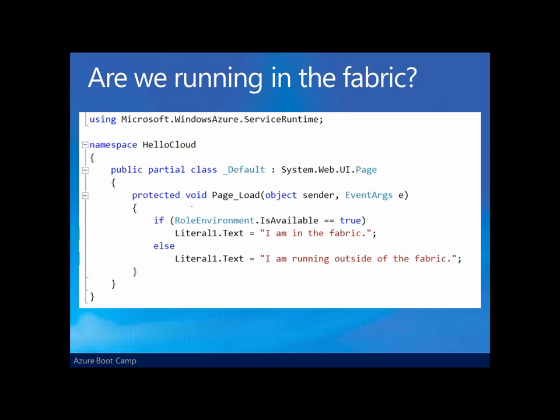So how do we build our code? How do we conditionalize our code to be able to check for that? Well, there is one API built into the Windows Azure SDK that allows us to determine that. We ask, RoleEnvironment.IsAvailable. If that is true, then you know you're running in the Fabric. If not, you're not running in the Fabric. You're potentially running in IIS or some other environment in your own data center.